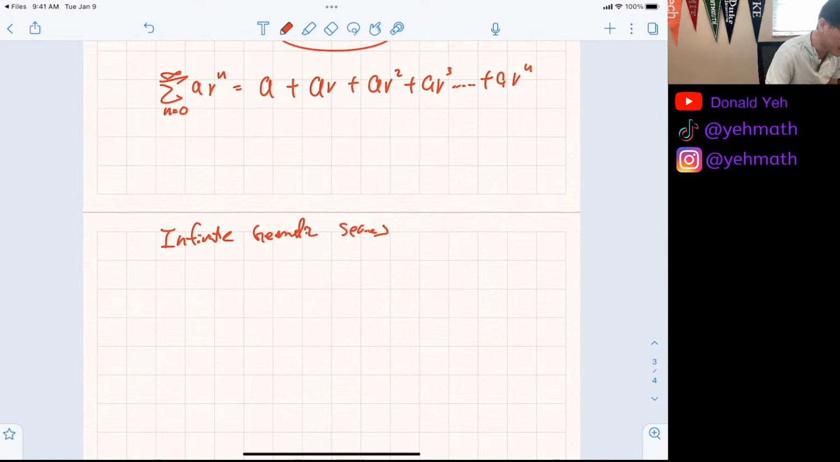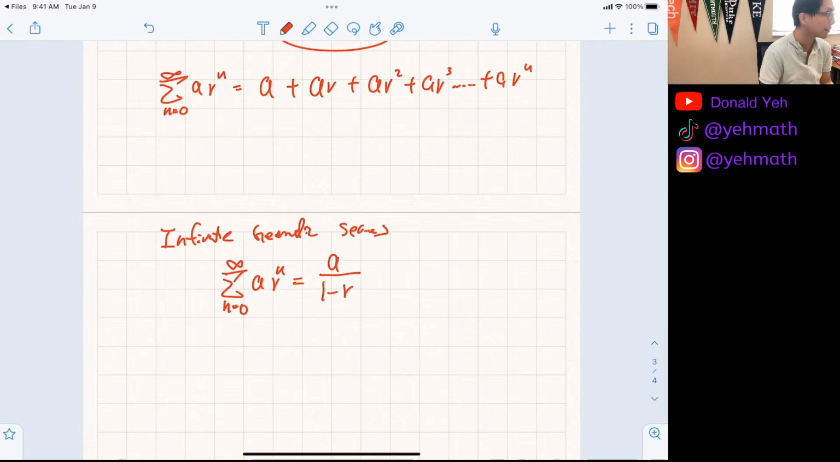If something is infinite, we're going to say the sum from n equal to 0 to infinity of a times r to the n, and that's equal to this easy formula. Trust me, if there is any formula you need to memorize, this is your best friend. It's a over 1 minus r. The only condition is the absolute value of r is less than 1. This is the most important thing there is.